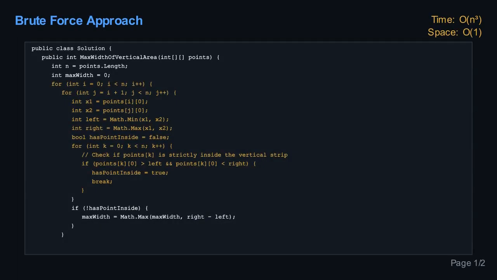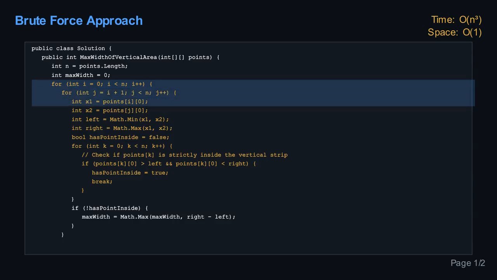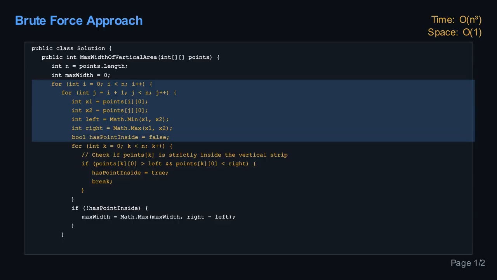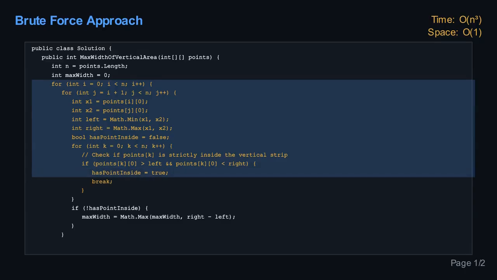A naive approach would be to iterate through all possible pairs of points to define the left and right boundaries of a potential vertical area. For each pair, we then iterate through all other points to check if any fall strictly within this vertical strip. If no points are found inside, we calculate its width and update our maximum. This involves 3 nested loops, leading to an inefficient cubic time complexity. The space complexity would be constant, as we're only using a few variables.